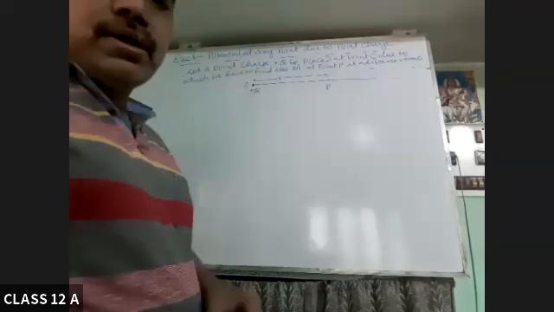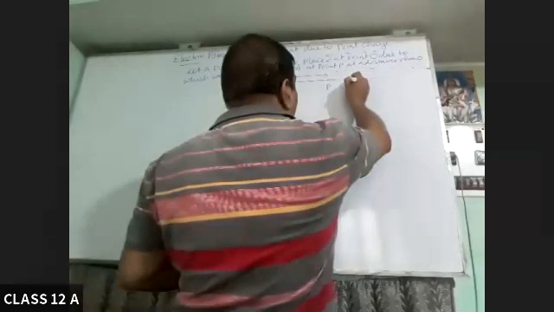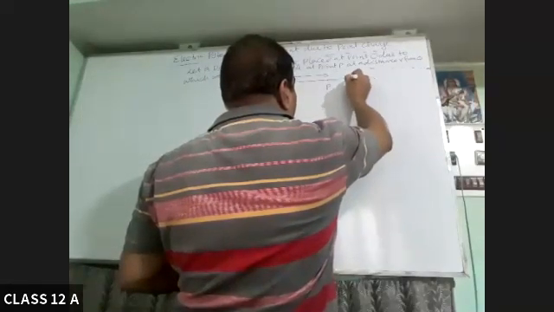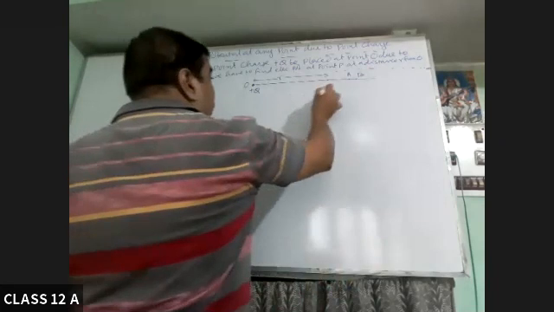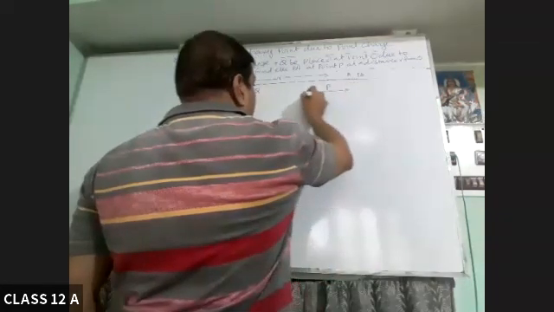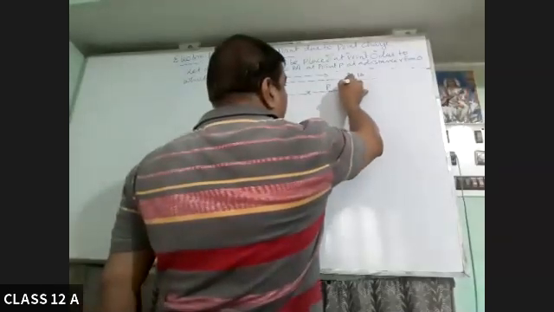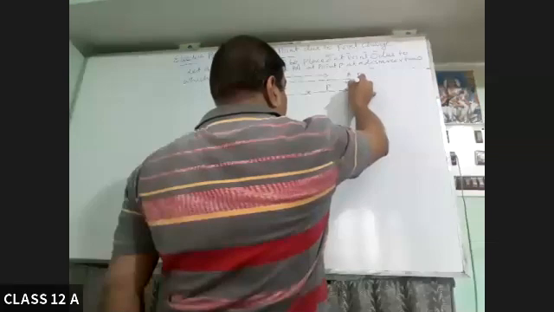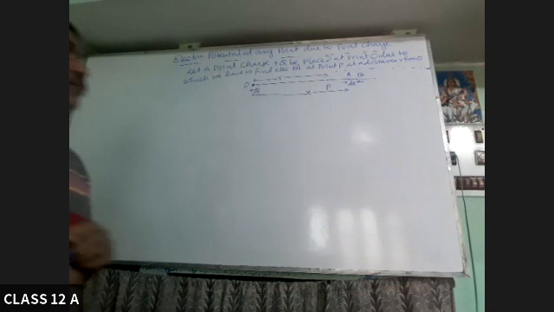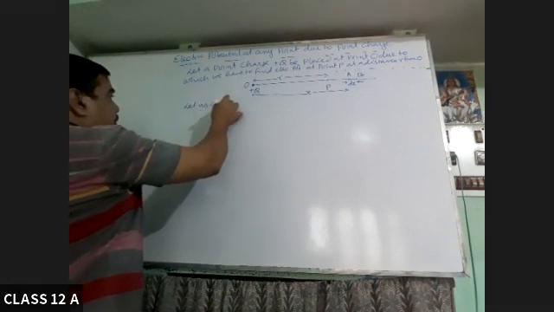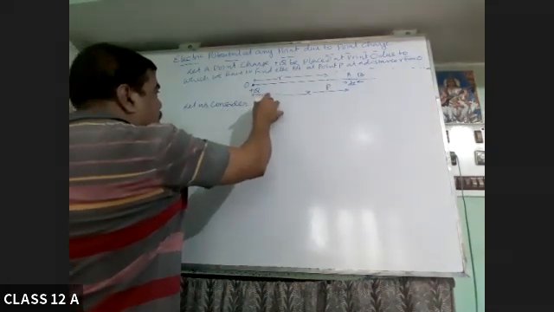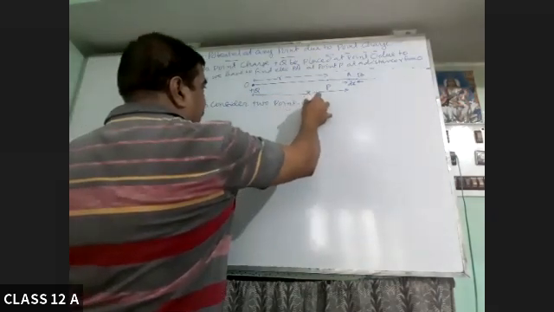Okay. So to find the work done, we will have to consider two points. Suppose we are considering two points A and B. The point A is at a distance of x from O, and this AB is dx. Okay, very small distance. So let us consider two points A and B.